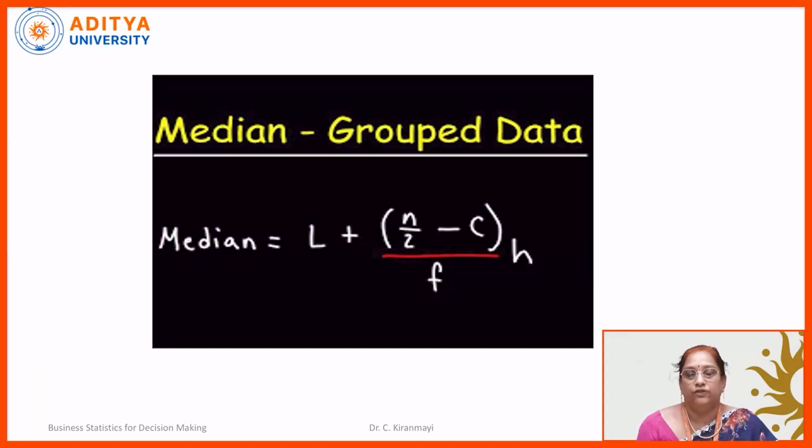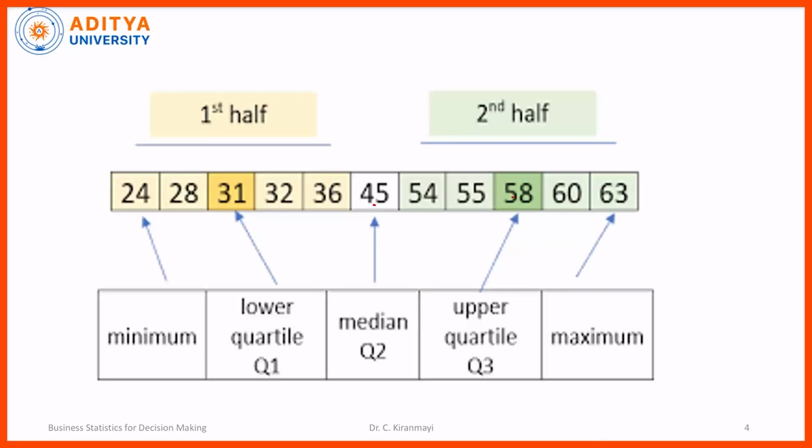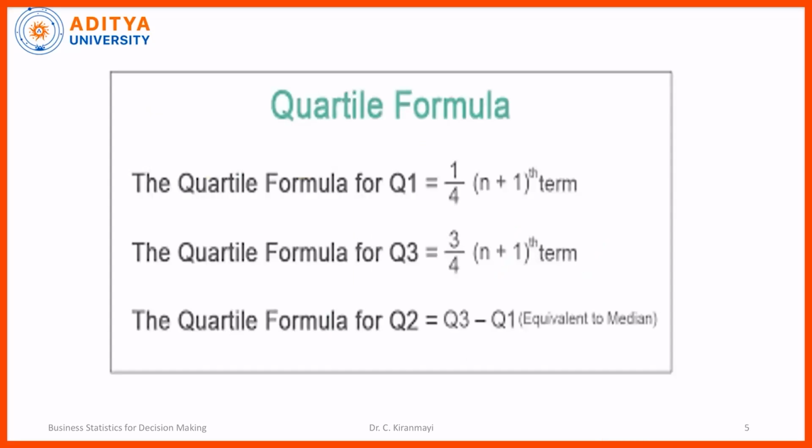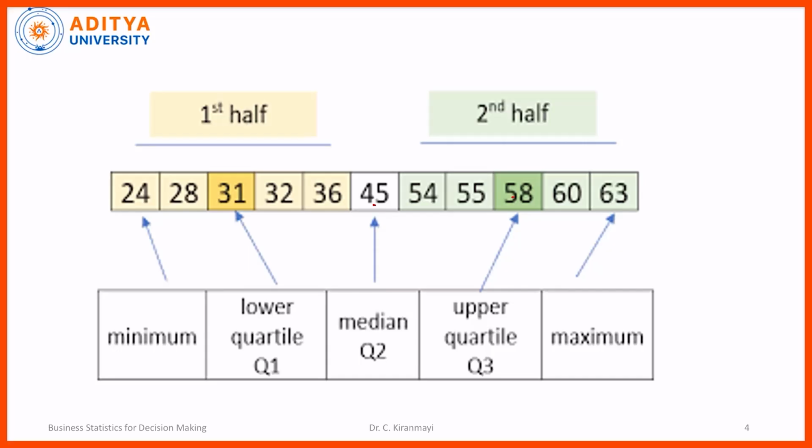So, this is the formula to calculate median for grouped distribution, where L is the lower limit of the median class, and n by 2 is the median term, and C is the cumulative frequency of the median class, F is the frequency of the median class, and H is the height of the class interval.